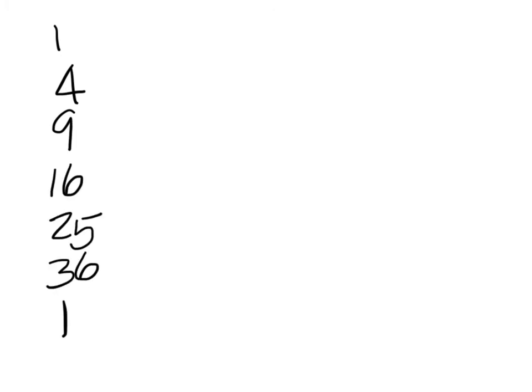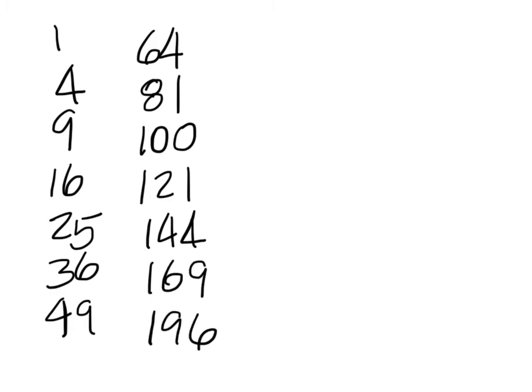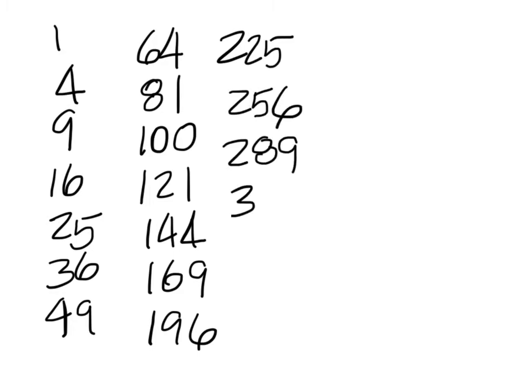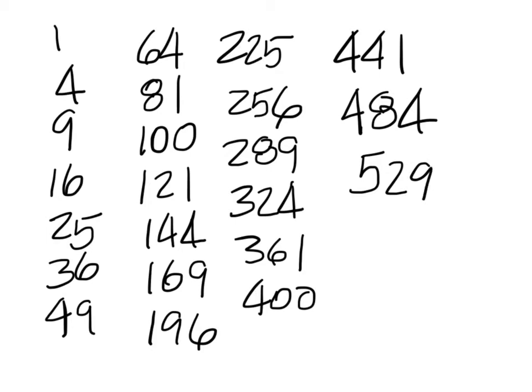Your life would be so much better if you knew the perfect squares up through 25, which are 1, 4, 9, 16, 25, 36, 49, 64, 81, 100, 121, 144, 169, 196, 225, 256, 289, 324, 361, 400, 441, 484, 529, 576, 625.